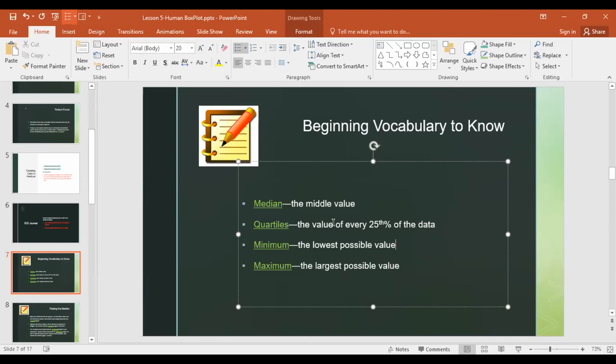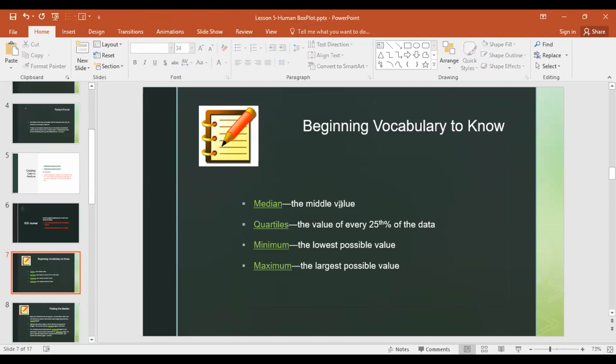So why are we talking about quartiles? Because in order to create a box plot, we need to break up our data into quartiles. And each value at each 25th percent of the data is a value that we're going to be putting on our box plot. I'm going to give you guys another 30 seconds to get these definitions down in your notes. And if you need more than 30 seconds, please let me know.